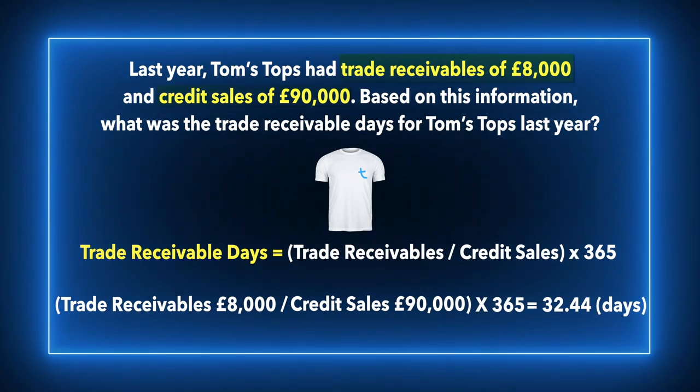in this scenario, you get an answer of 32.44, meaning that it takes the debtors of the business an average of 32.44 days to pay for the goods and services which they purchased from the business on credit.